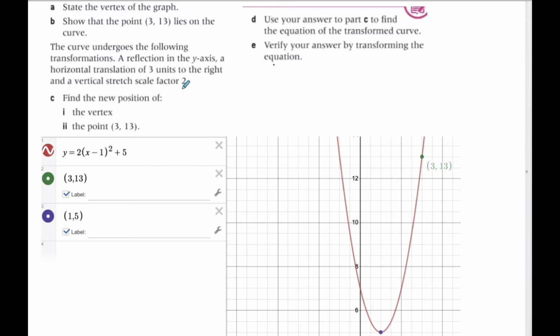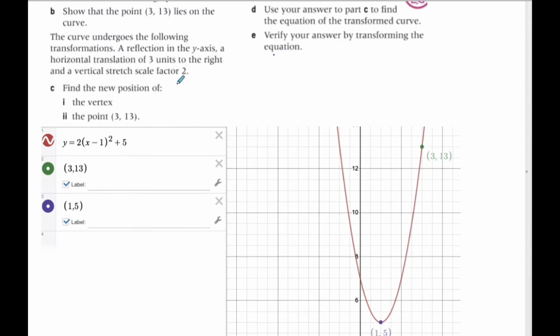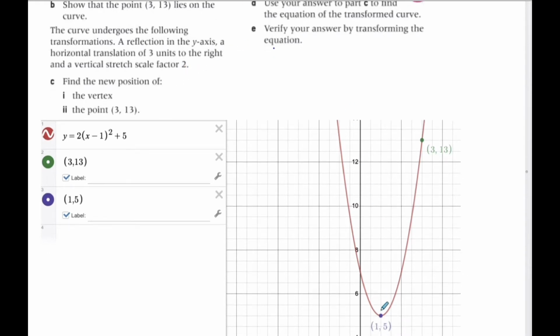vertical stretch by 2. So if we go step by step, I know at this point (1, 5), I'll reflect it over the y-axis. It means it will end up over here at (-1, 5). And (3, 13) will become (-3, 13). When I then translate it to the right 3 units, this is going to go over 1, 2, 3 to here, to (0, 13). And (-1, 5) will go over 1, 2, 3 to (2, 5).